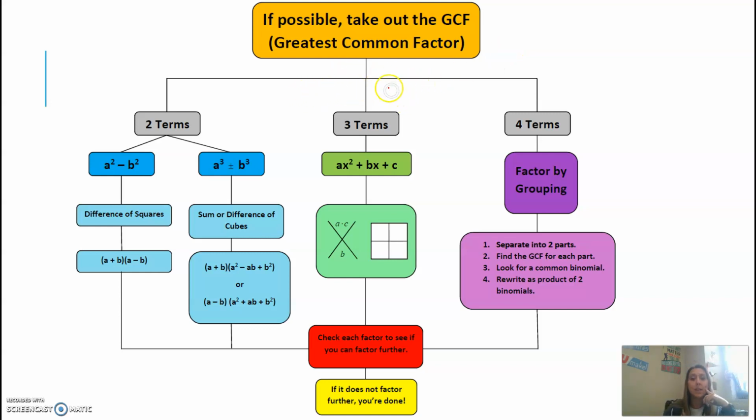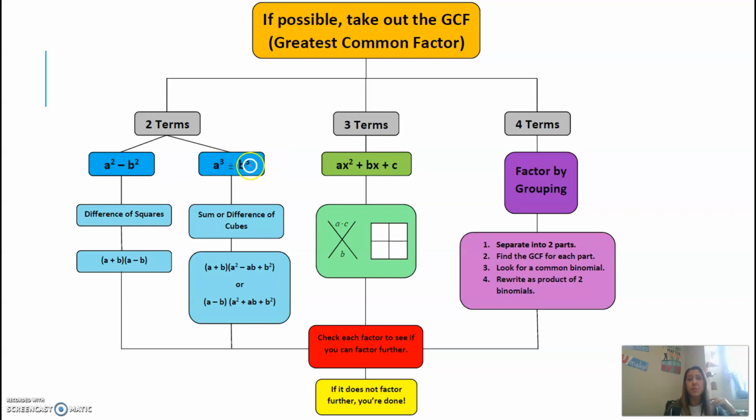Then when I get down to it, I want to ask myself, are there 2 terms? Are there 3 terms? Or are there 4 terms? Now, if there are 2 terms, then I can check to see, is the first term a perfect square? Is there a minus sign? And is the second term a perfect square? If that's the case, then I'm going to do a difference of squares.